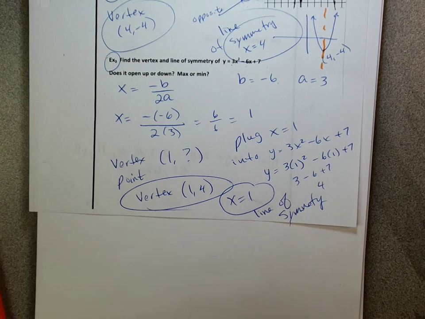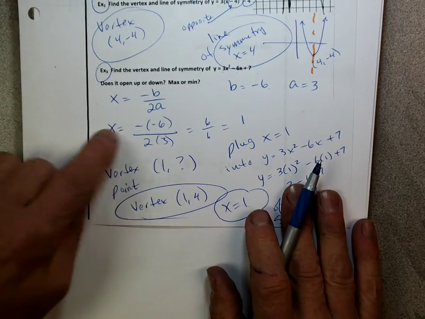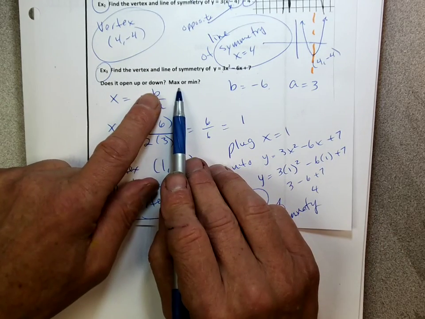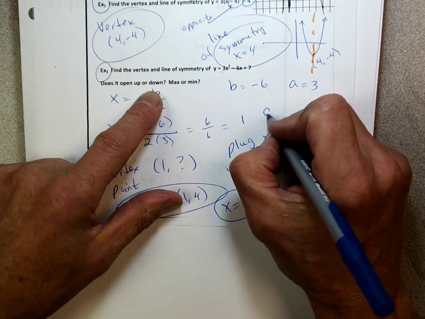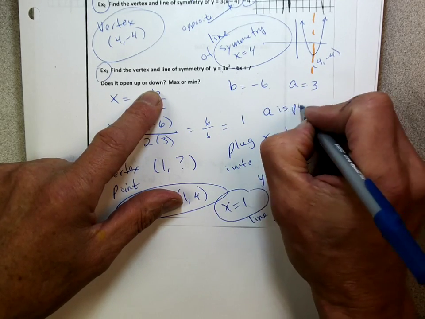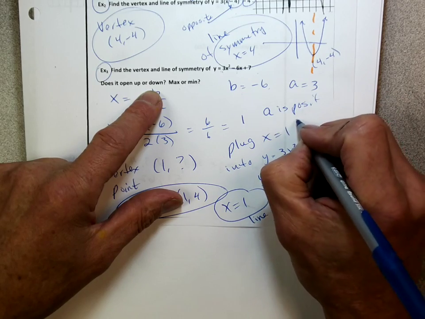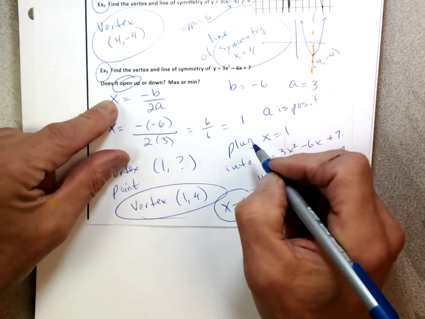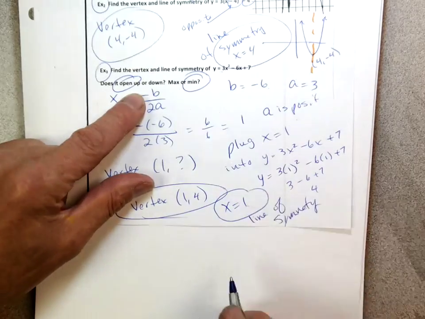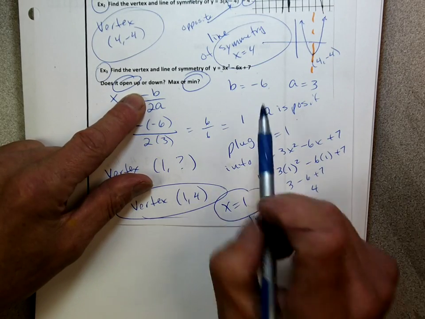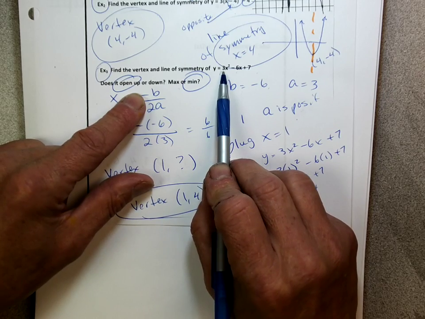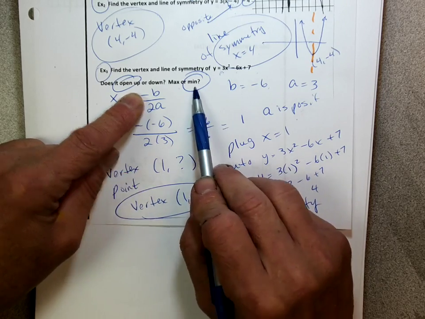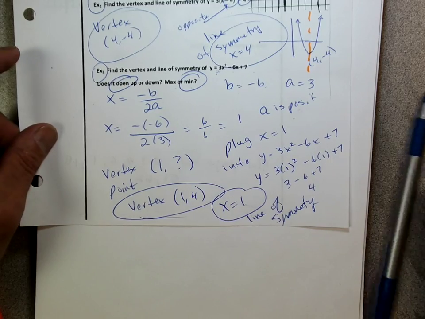Now, finally, does this one open up or open down? Up. It has to open up because a is positive, okay? So it opens up, which means this has to be a minimum, right? If this value is positive, it opens up, which means it's a smiley face, which means you'd have a minimum, okay?